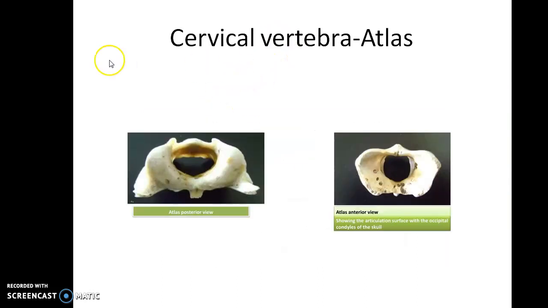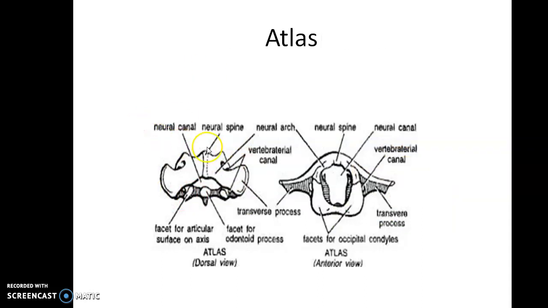So this is the structure of the atlas. It is like a ring. It has a centrum which is very reduced. The neural spine is very reduced. The transverse processes are flattened. So this is how it looks. The neural canal is very large, a comparatively much larger opening. The neural spine is very small. The neural arch is also present.